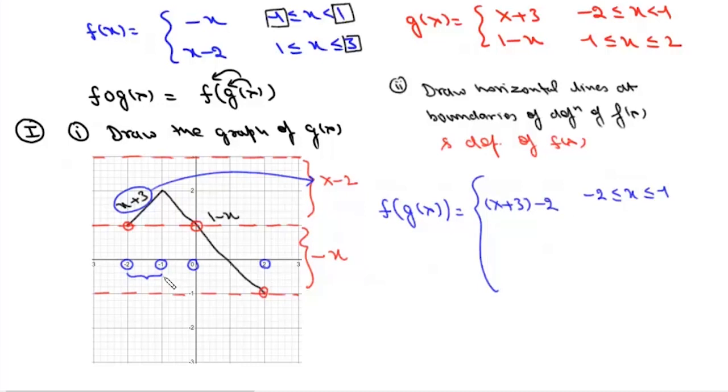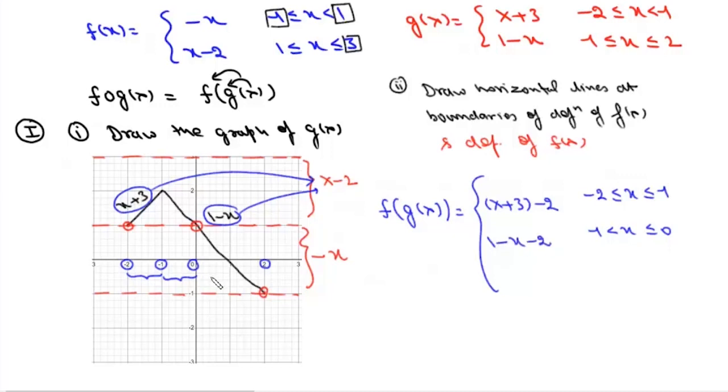Now the next interval is between -1 and 0. So it will be between -1 and 0, and in this case, the definition is 1 minus x. Now this 1 minus x still lies in this interval. So here 1 minus x will again go to this x minus 2. So it will be 1 minus x minus 2.